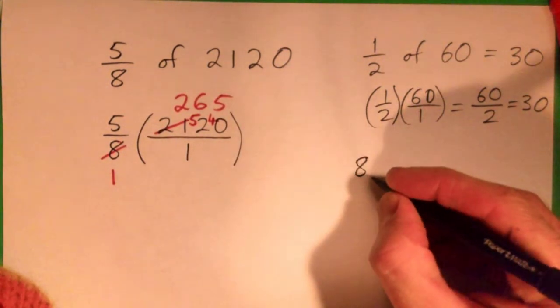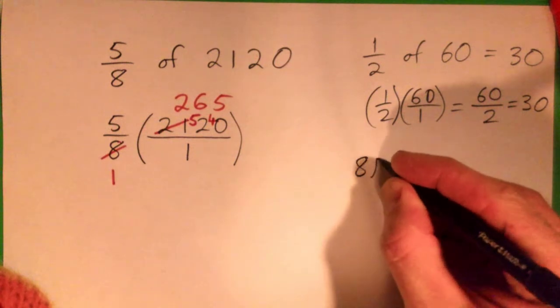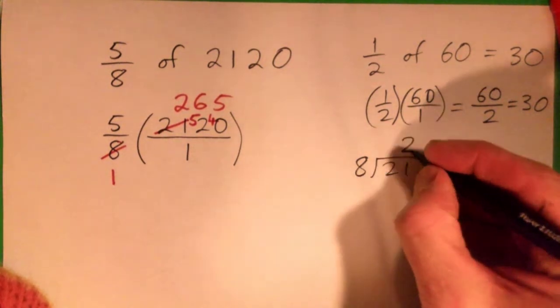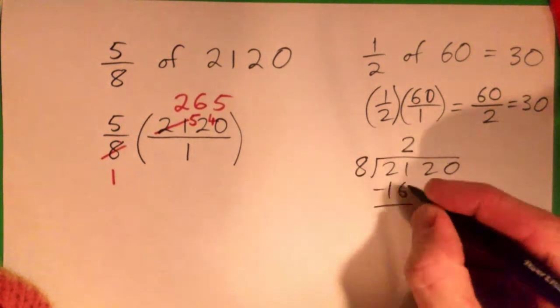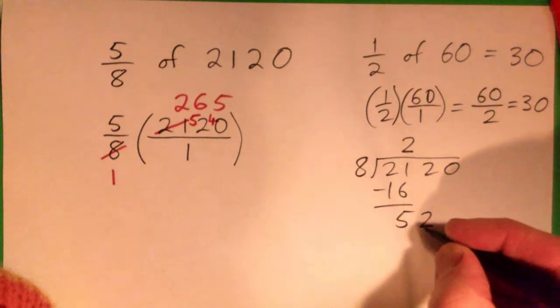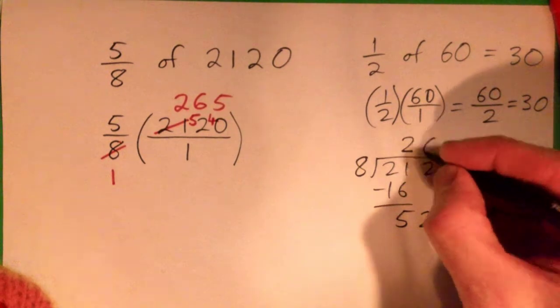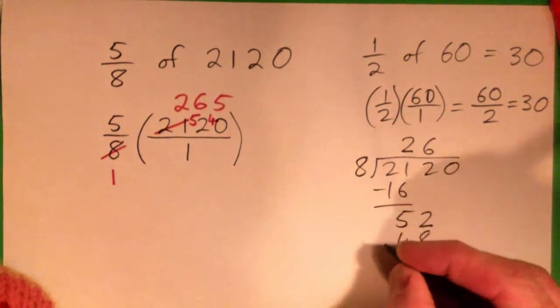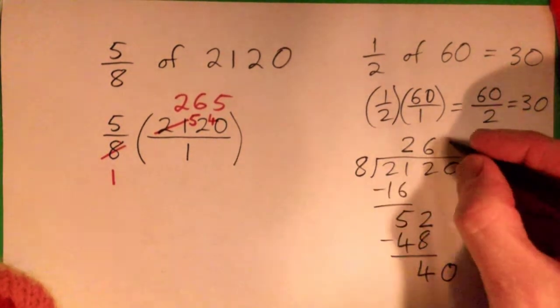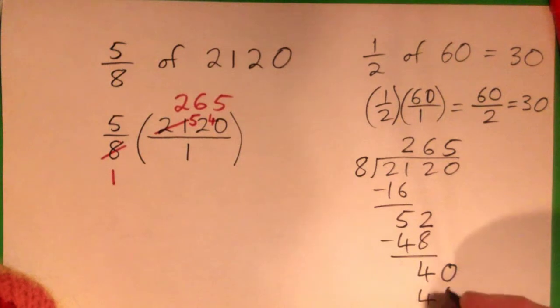Now we could have done long division. 2, 1, 2, 0. 8 into that goes twice. 2 times 8 is 16. Subtract to get 5. Bring down the 2. 52. 8 into 52 is 6 times. 6 times 8 is 48. Subtract to get 4. Bring down the 0. 40. 8 into 40 is 5. 5 times 8 is 40. Subtract, remainder 0. That's fine as well.